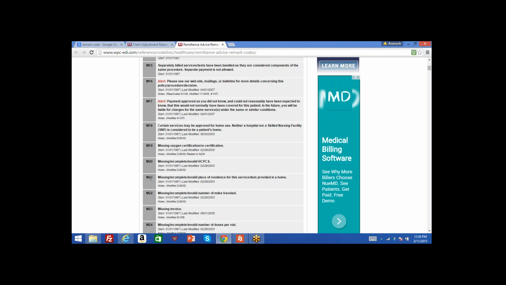96 is your non-covered charges. See, for non-covered charges also it says at least one remark code must be provided. If your 835 transaction doesn't follow these guidelines, that means you are out of compliance and the payer can get into the penalty. If they get audited and all these issues are identified, they may end up making the payment towards the penalty.